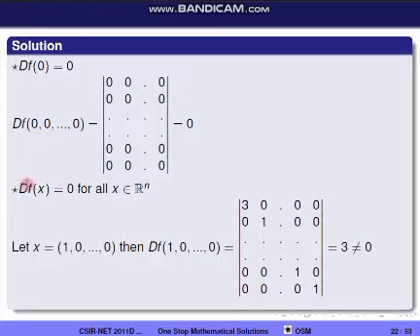The second option is df of x equal to 0 for every x in Rn. So for any x, we are checking whether the derivative is equal to 0. So if I take x equal to 1, 0, 0, we will substitute in df, that is, 1 for x1 and 0 for all other elements. So when we substitute, we get this matrix, and this matrix's determinant is equal to 3, which is a non-zero number. So for all x, we are not getting df to be 0. So this option is wrong.